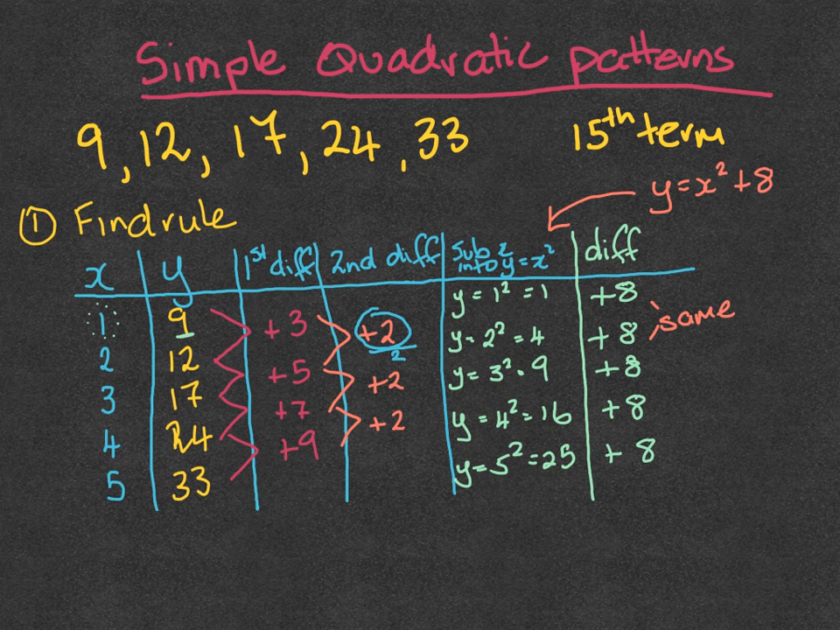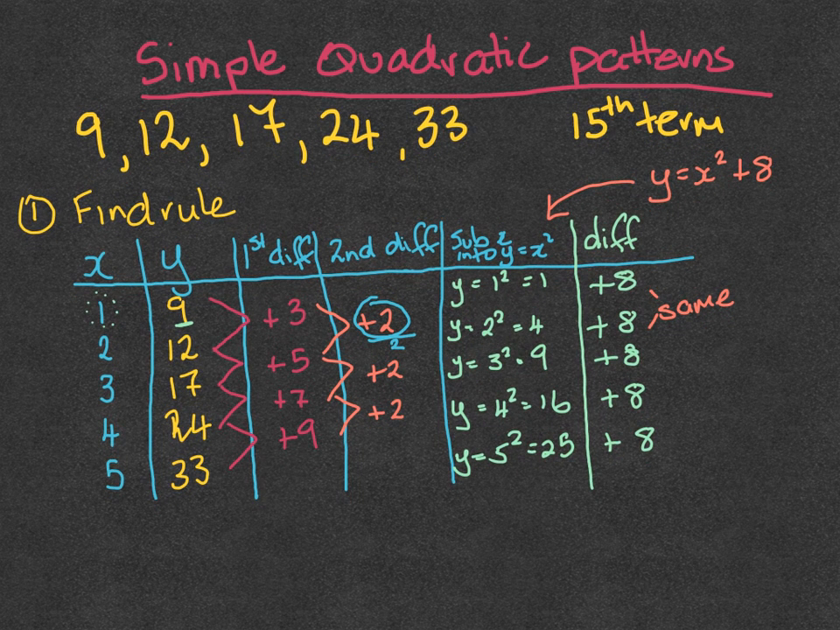Now what we can do is find the 15th term. So if we go for the 15th term, we would say y equals, and we substitute 15 in for x, so 15 squared plus 8. If you do 15 squared on your calculator, you get 225. So y equals 225 plus 8 is 233. So the 15th term in this particular sequence is 233. And I'll do some more videos on some more complex ones in a moment.